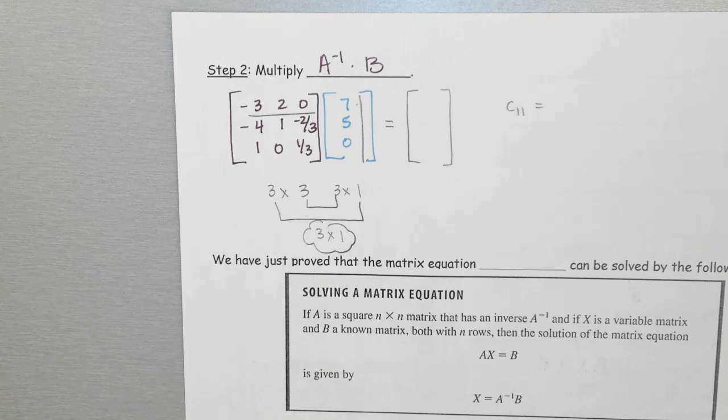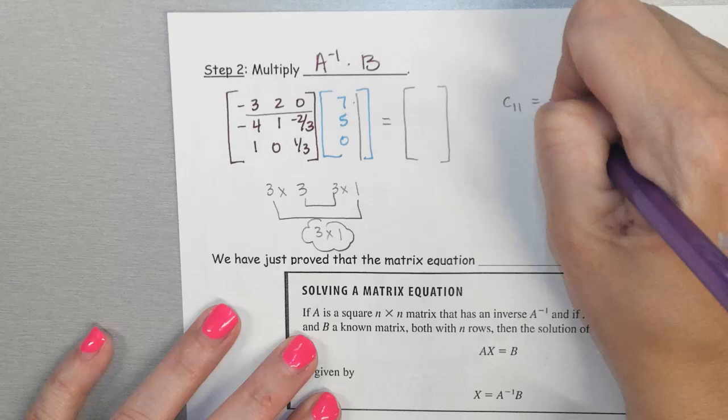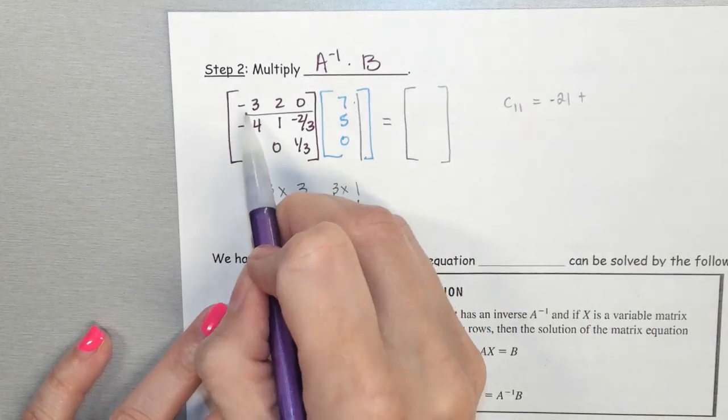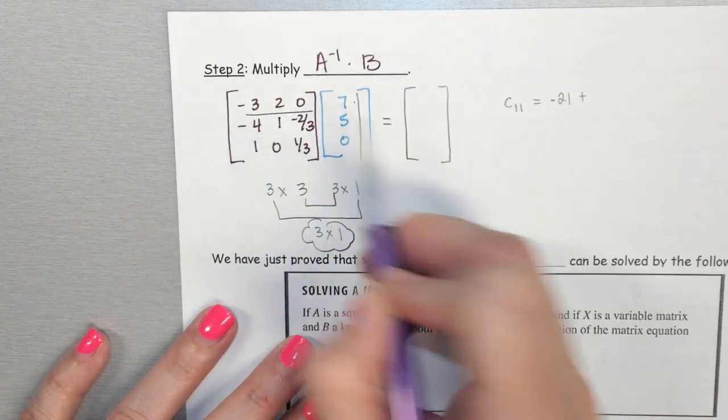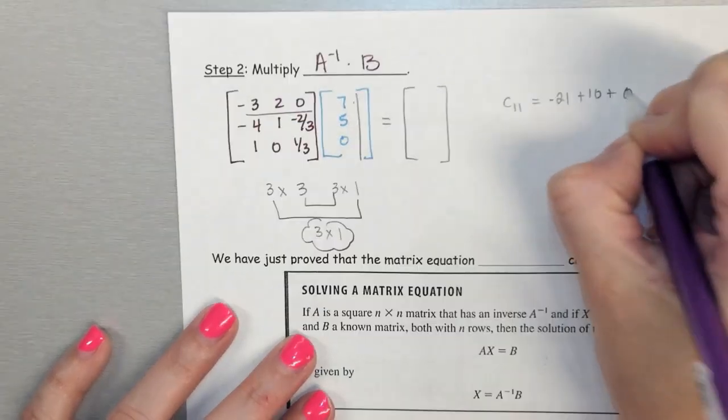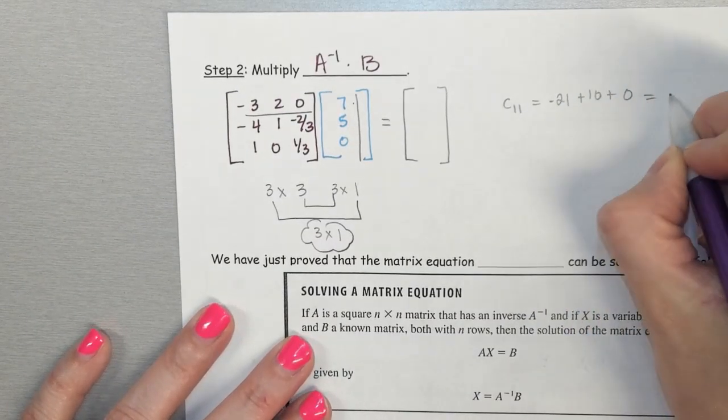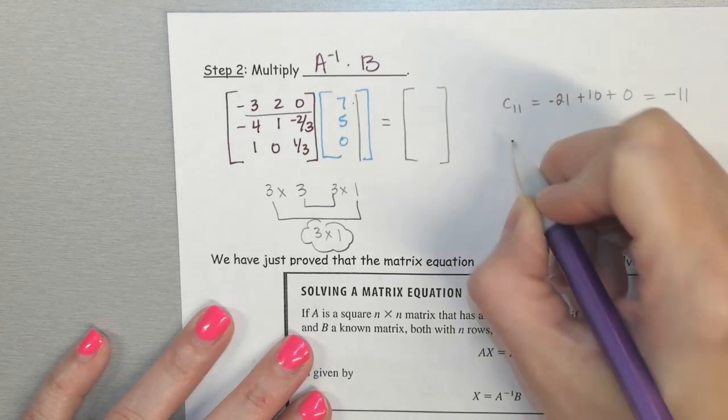Negative 3 times 7 is negative 21. So this is what I want you to write down here. Negative 3 times 7, negative 21. 2 times 5 is 10. Anything times 0 is 0. So negative 21 plus 10 is negative 11.